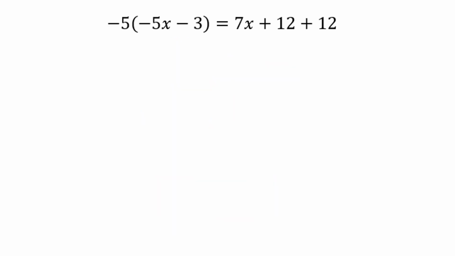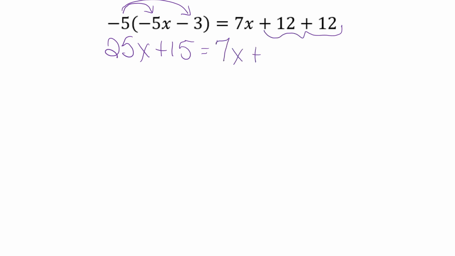Your next problem has parentheses in it again, so you are going to have to do your distributive property when you start off. -5 times -5 is a positive 25. We're going to keep our x. -5 times -3 is a positive 15. And I'm going to go ahead over here on this right-hand side and combine like terms. So I have a 7x and a positive 24.